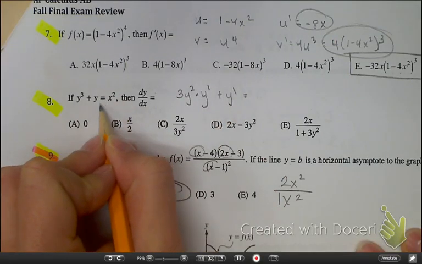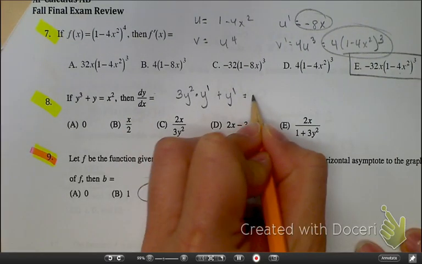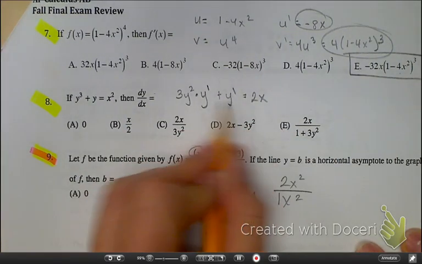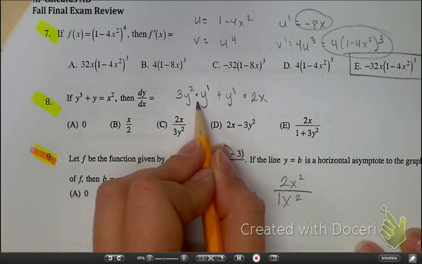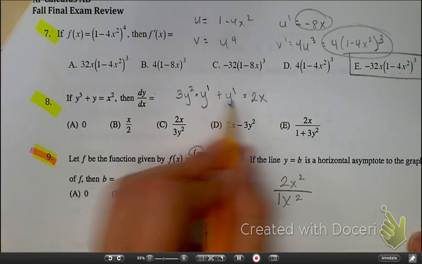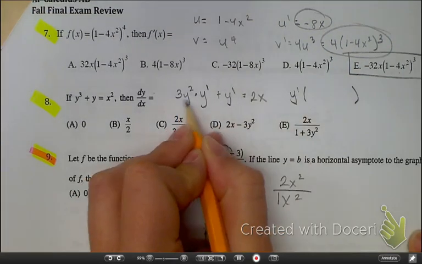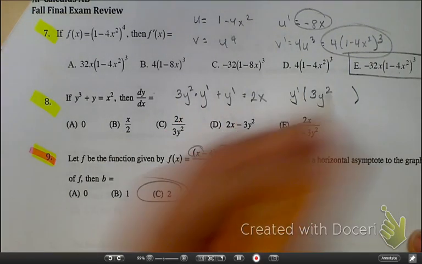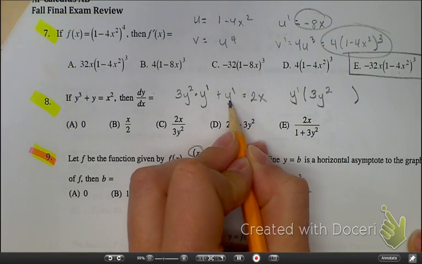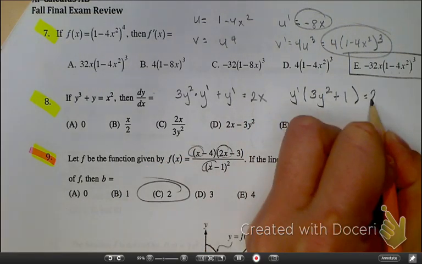So when we take the derivative of x squared, it will be a normal derivative. So x squared has a derivative of 2x. Now, if you look at this side, we have y primes in two terms. Whenever that happens and I'm trying to isolate y prime, I want to factor out that GCF. So I'm going to take y prime out and whatever's left. 3y squared is left from this first term. And from the second term, we have plus 1, because when we take out y prime, we're left with a 1. Plus 1 equals 2x.